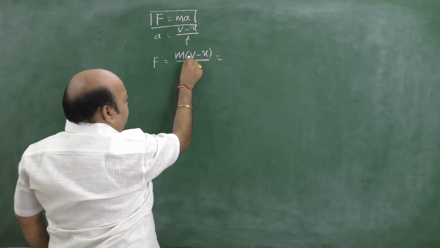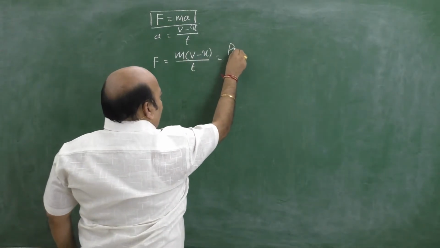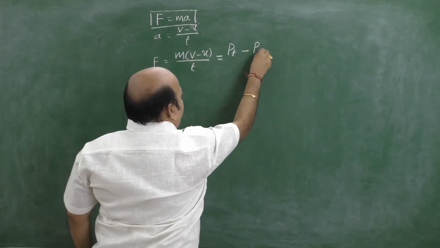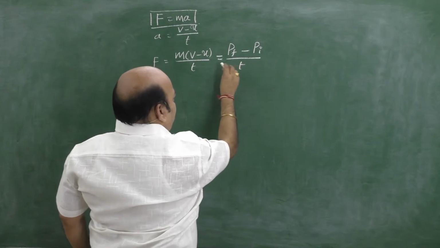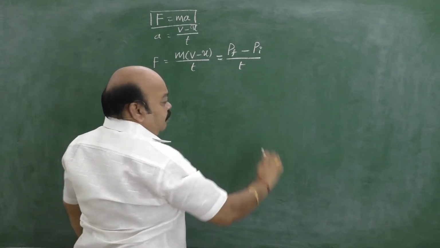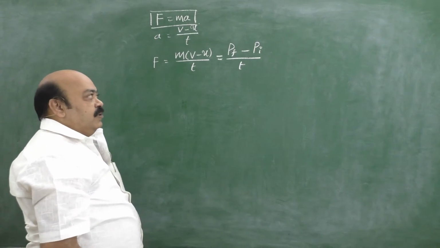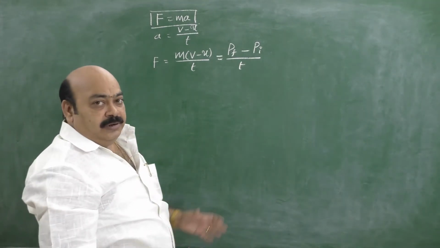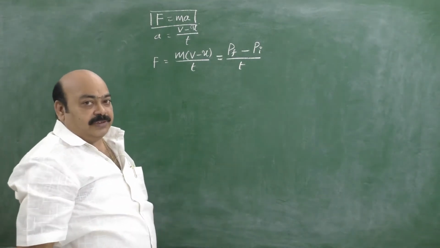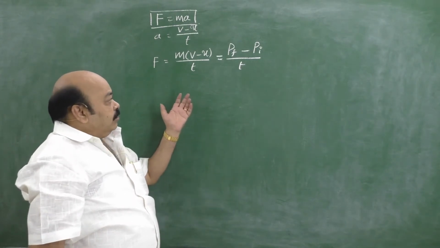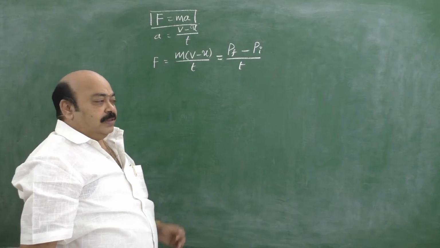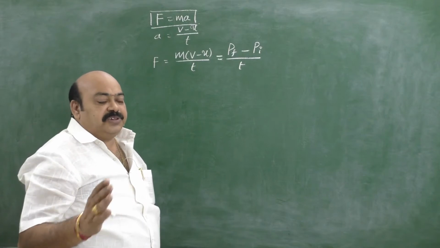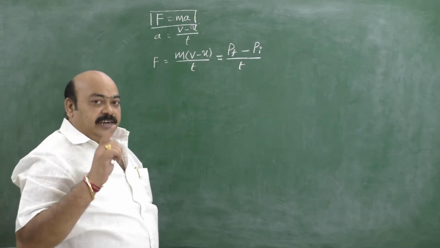Further, it is nothing but m into V, final velocity, which gives final momentum, minus m into U, initial velocity, which gives initial momentum, divided by time. Change in momentum by time is nothing but rate of change of momentum. Rate of change of momentum is directly proportional to force. Once again, it is in good agreement with Newton's second law. The statement is, when a force is applied on a system, the rate of change of momentum is directly proportional to the external force that causes the change in the momentum, and it takes place in the direction of the applied force.